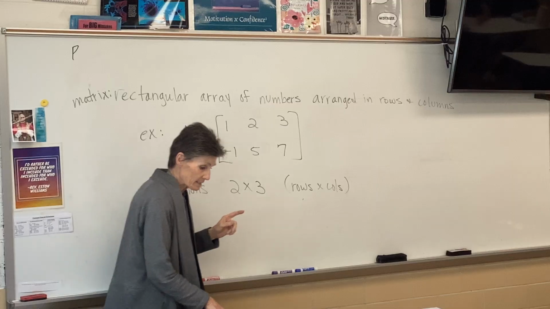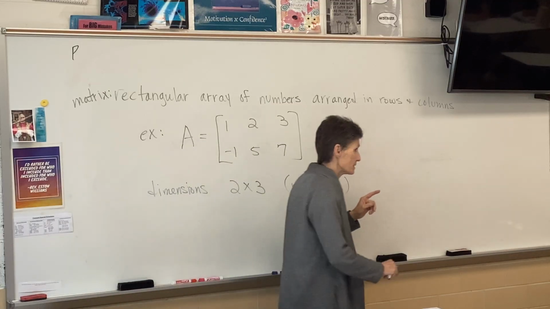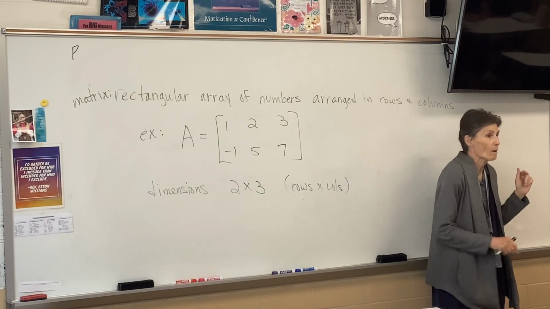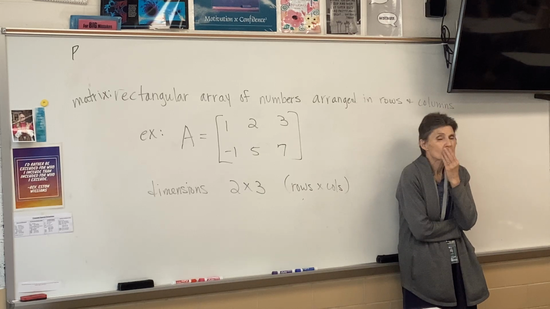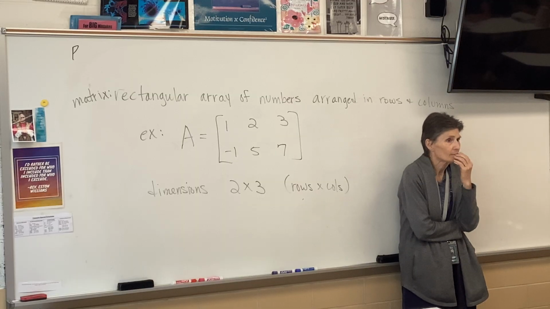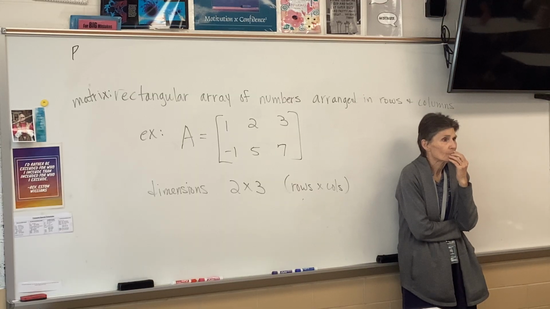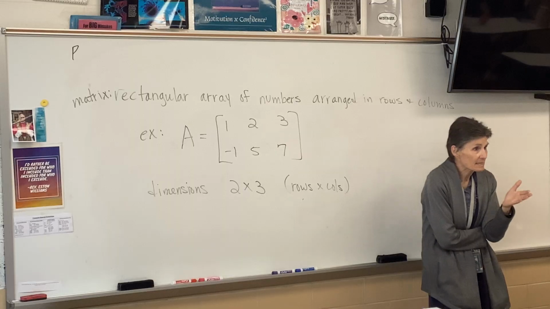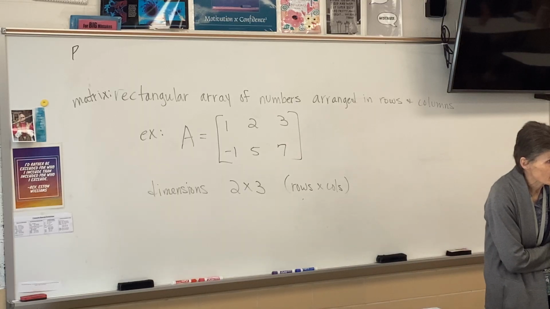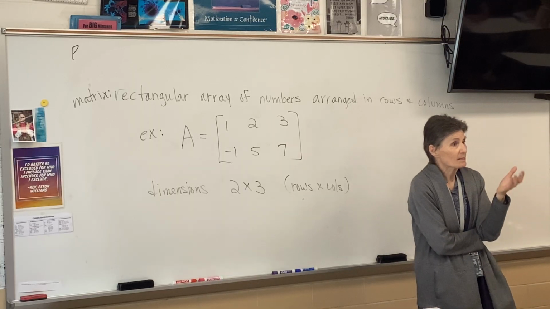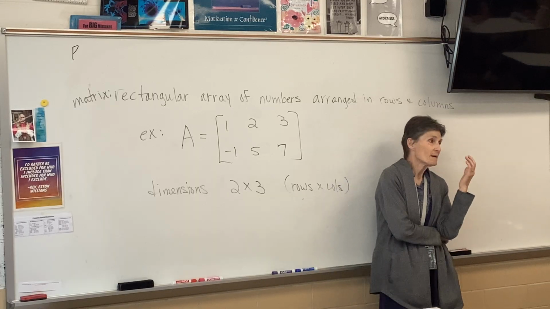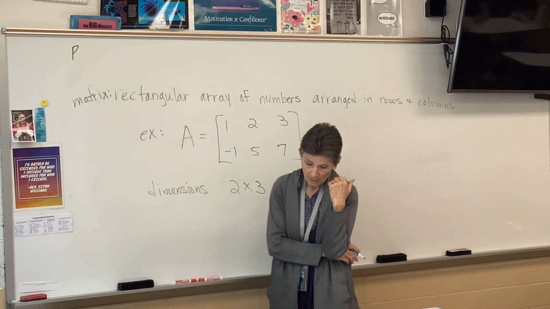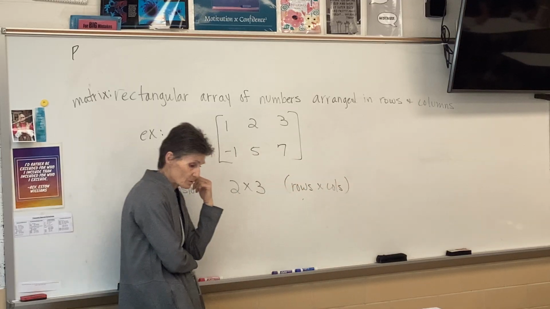If a matrix is square, what do you think that means? What does it mean to be a square? What would be the same? The same number of rows as columns. So it would be like a 2 by 2, right? Or a 5 by 5. So a square matrix has the same number of rows as columns.